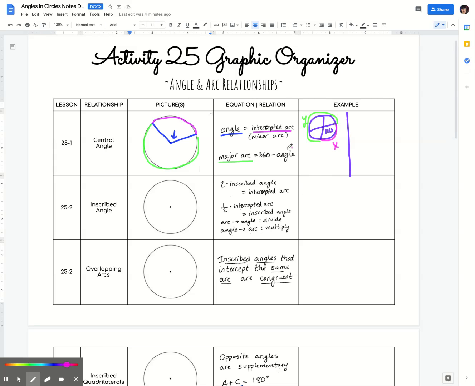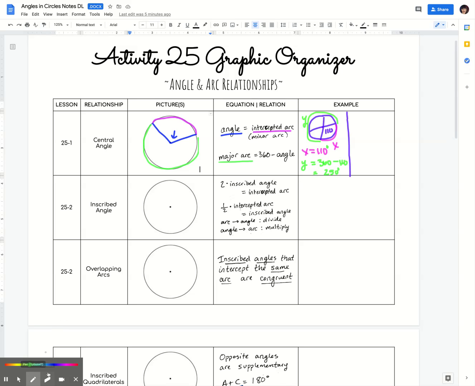X is pretty simple. It's equal to the angle measurement. The angle is 110 degrees, so the intercepted arc is also 110 degrees. Y is the major arc surrounding that, so Y has to be 360 minus 110, which is 250 degrees. I should have written my answers with little degree symbols next to them, because we're talking about how many degrees that arc is, not how long it is in feet or inches. We're just talking about how many degrees it takes up in the circle.